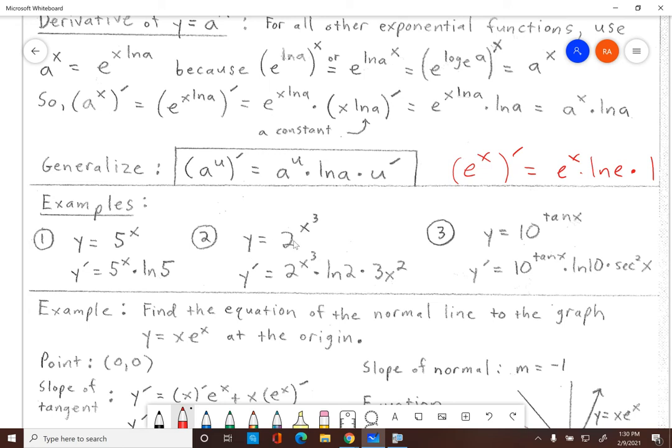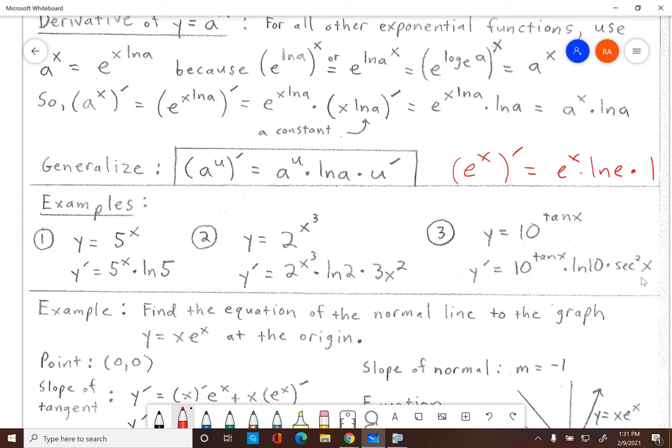The derivative of 2 raised to the x cubed. The derivative of that is itself times natural log of the base times the derivative of the exponent. The derivative of x cubed is 3x squared. Let's look at this one. 10 raised to something. The derivative of this exponential function is itself times natural log of the base times the derivative of the exponent. The derivative of tangent is secant squared.